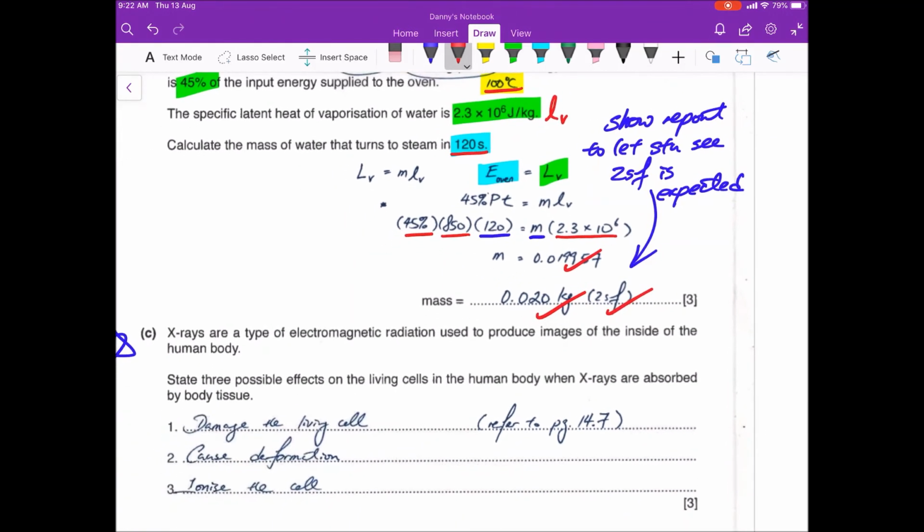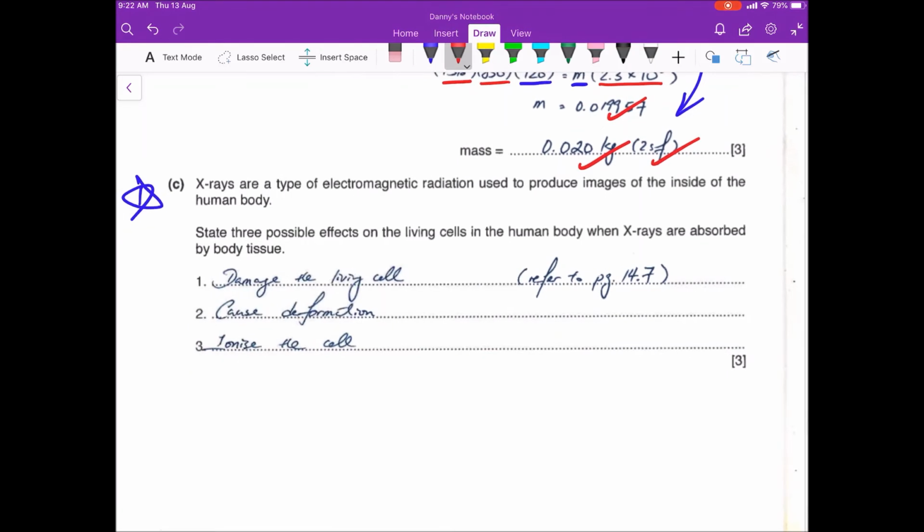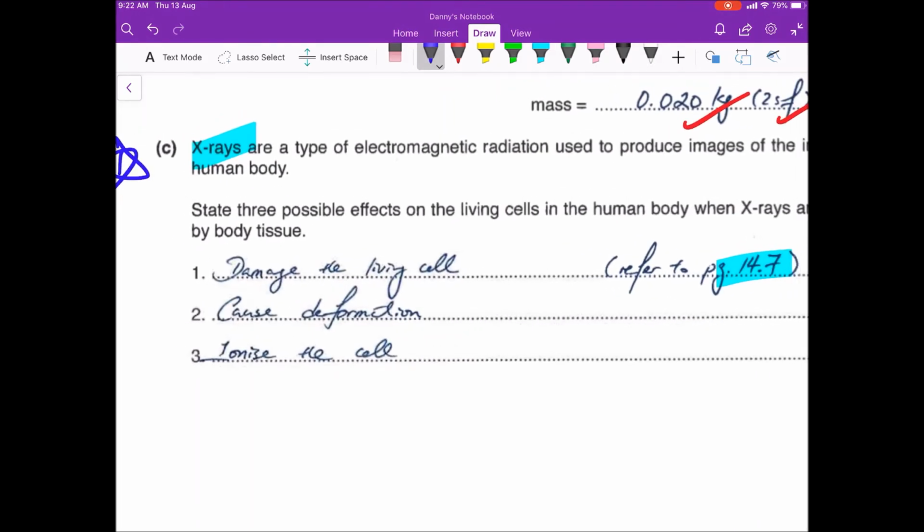So it's quite straightforward. Okay, for part C, again, this paper really picks on the less popular part of the textbook. You need to go and refer to your page 147 to actually find out what is the harmful effect of X-ray. So we found these 3. We do not know whether it is correct or wrong. So this is what we want to suggest to you.